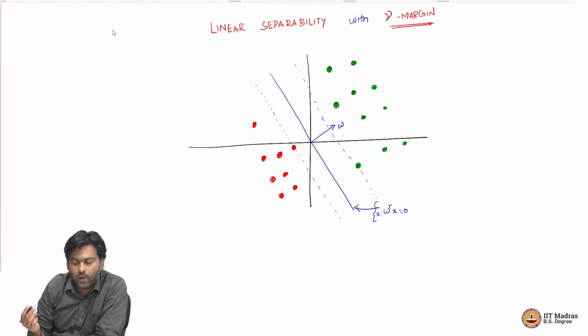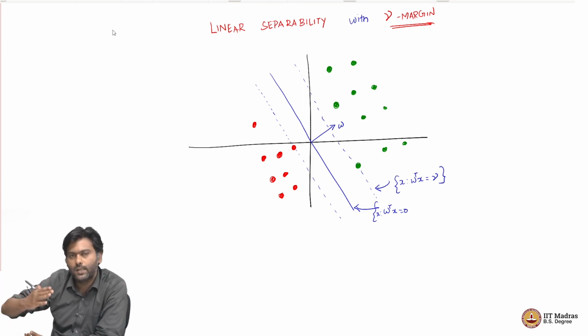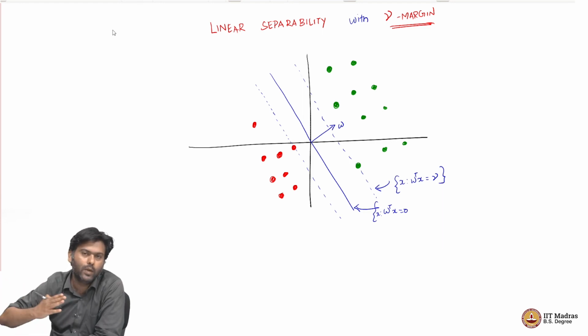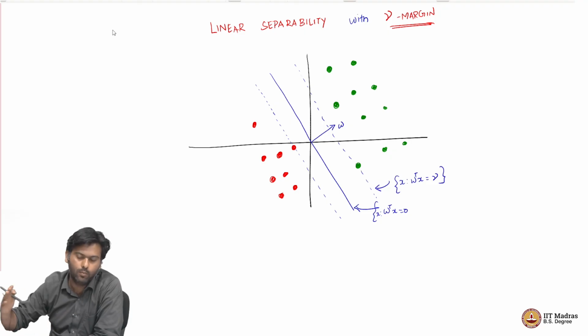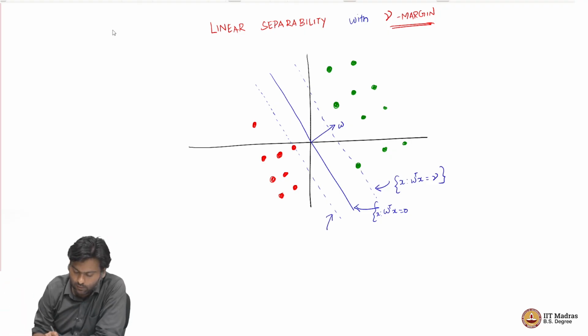Another way of saying that is to look at these two lines which are parallel to the line that passes through the origin. This is the set of all X such that W transpose X equals some gamma, maybe gamma is 5, which is 5 units away in parallel. I have moved my separator to the positive side. And this is the set of all X such that W transpose X equals minus gamma.